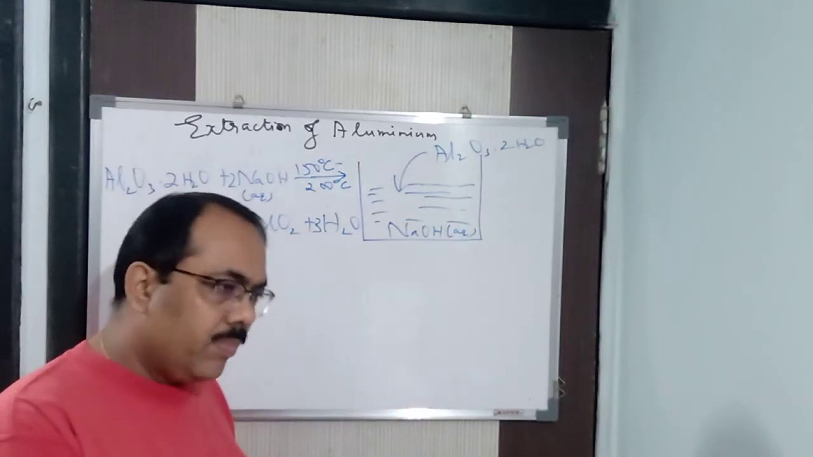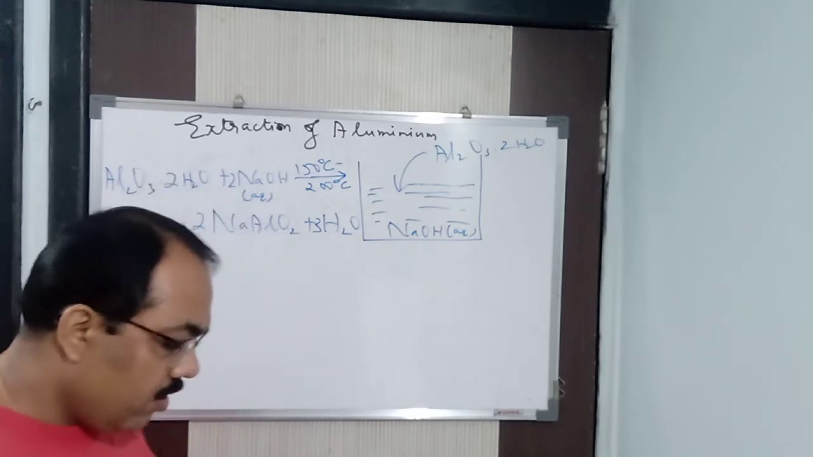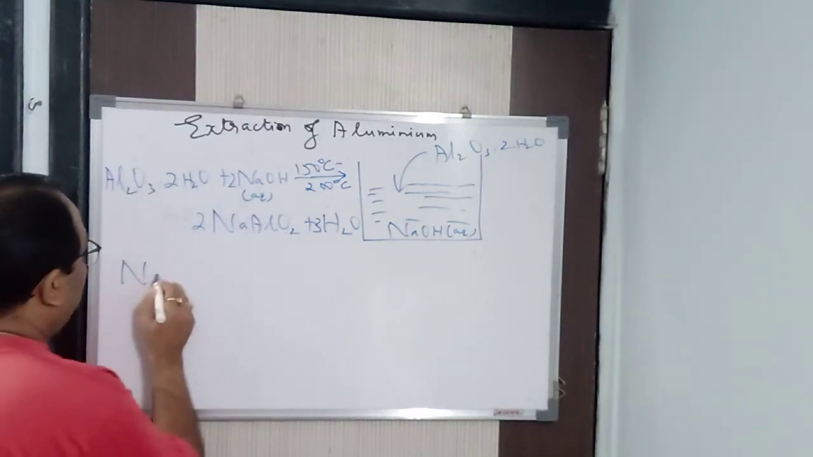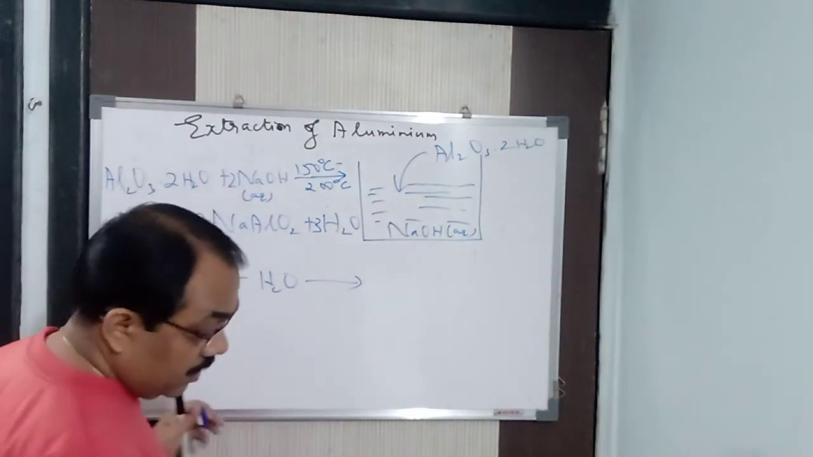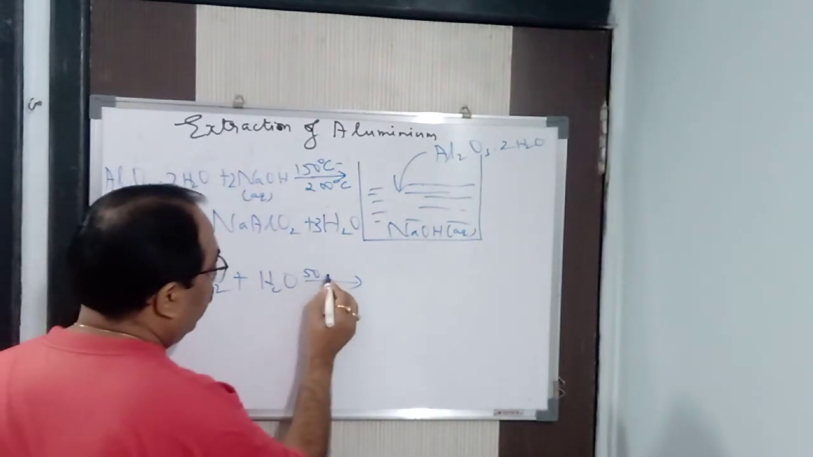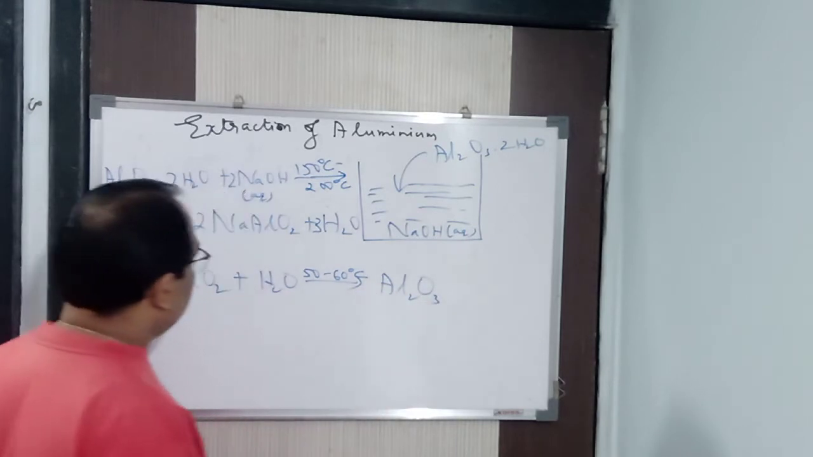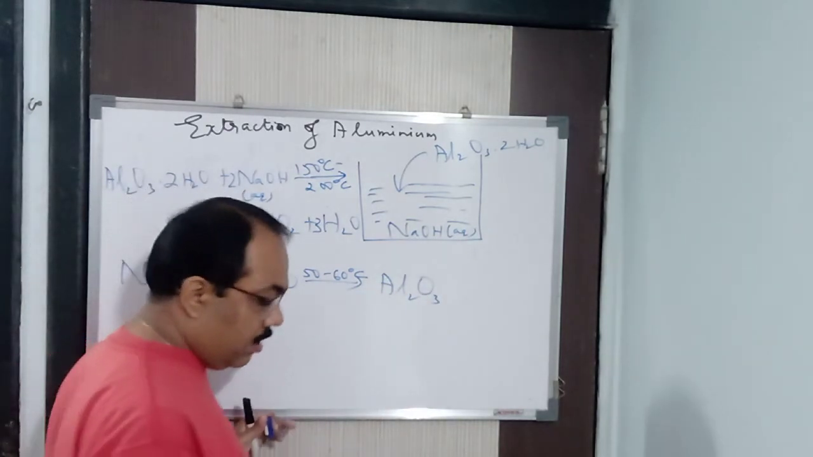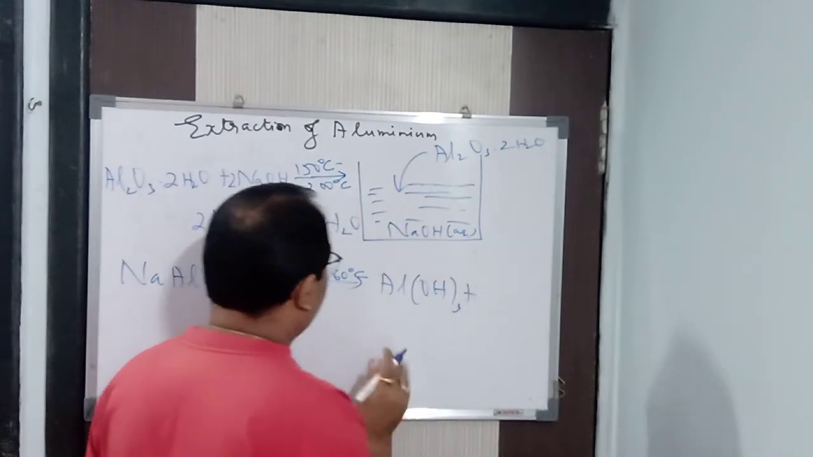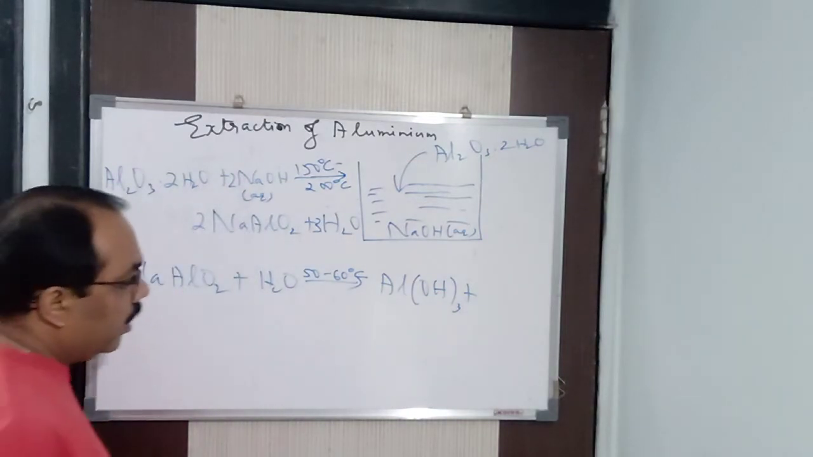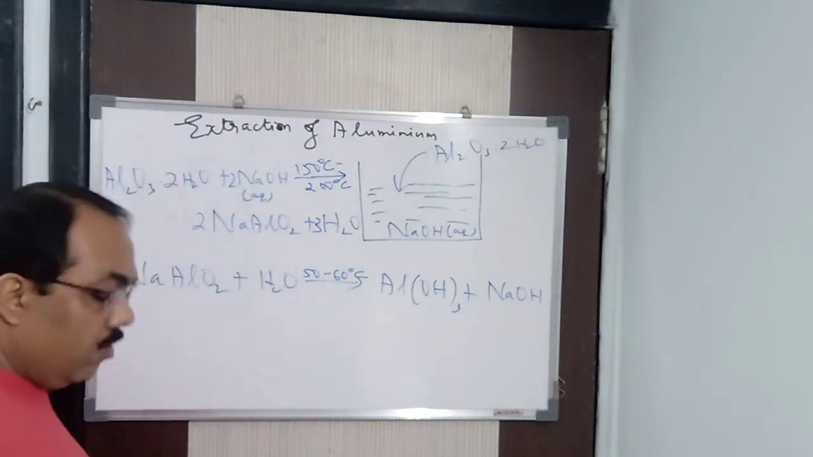So from bauxite, we got sodium aluminate. Now you will be heating sodium aluminate, NaAlO2, in water. The temperature is maintained around 50 to 60 degrees Celsius, where we get alumina, Al2O3... sorry, I will be getting Al(OH)3, that is aluminum hydroxide, plus NaOH, sodium hydroxide.